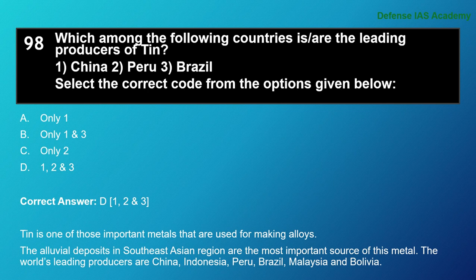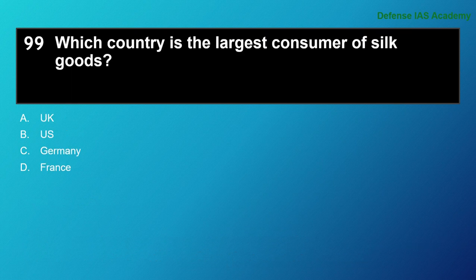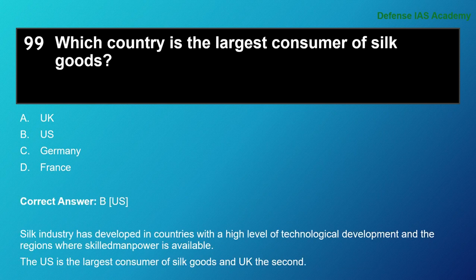1. China, 2. Peru, 3. Brazil. Select the correct code from the options given below. The answer to the question is option D, 1, 2 and 3. Tin is one of the most important metals used for making alloys. The alluvial deposits in the Southeast Asia region are the most important source of this metal. The world's leading producers of tin are China, Indonesia, Peru, Brazil, Malaysia and Bolivia.